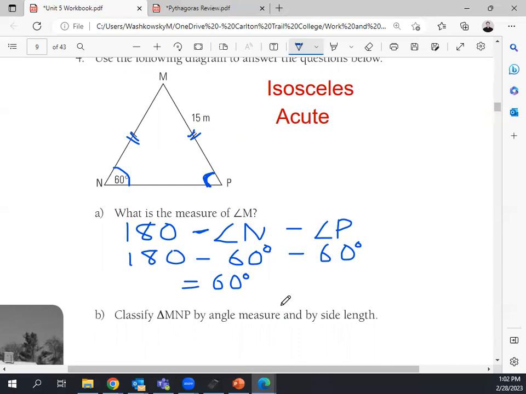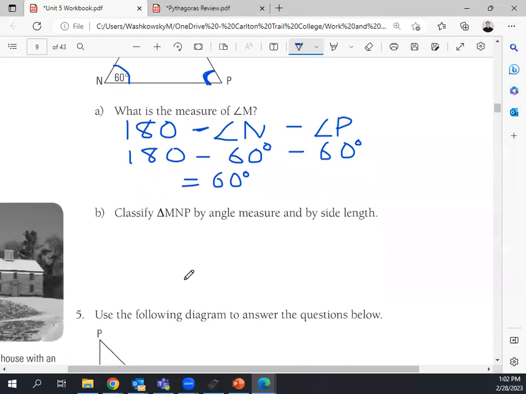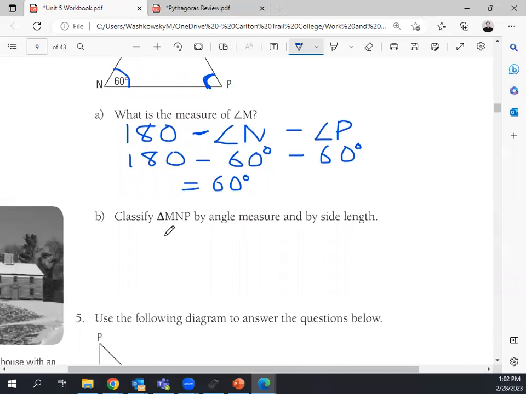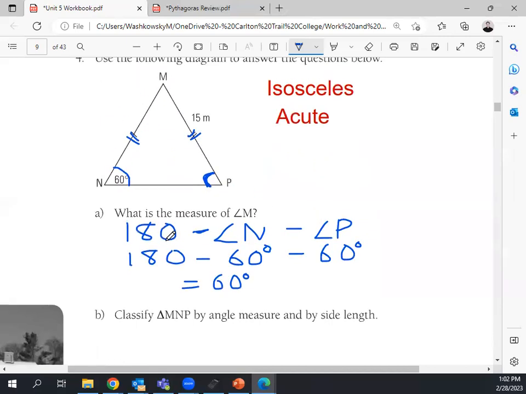Would N to P be 15 as well? M to P, that length is 15. M to N is 15. Yeah, but they have the same degrees, so they have the same side. So you're looking at this line, that one also would be that. Because all the angles are the same, all the sides have to be the same. So all three of them would be 15 meters.